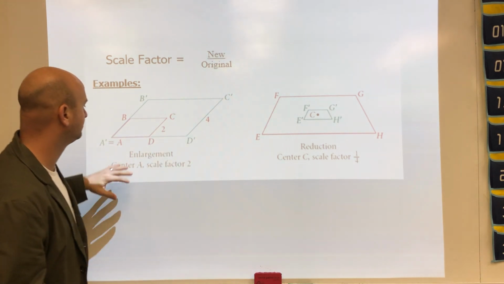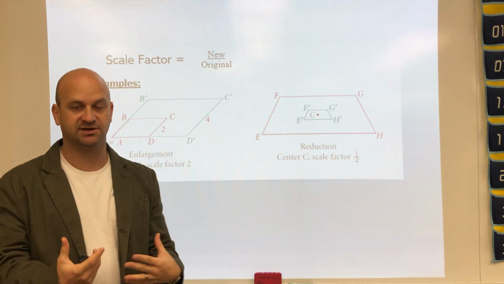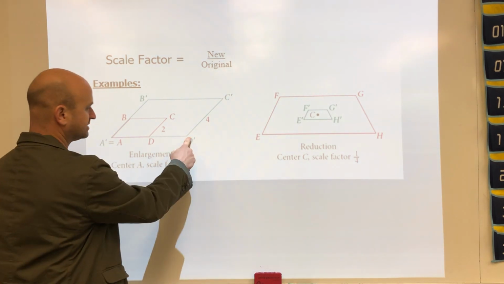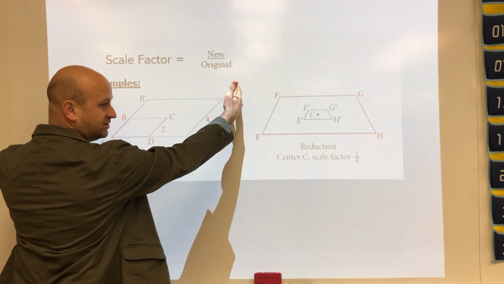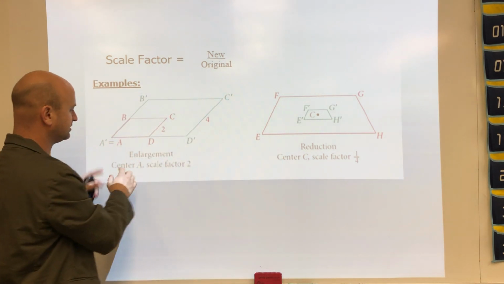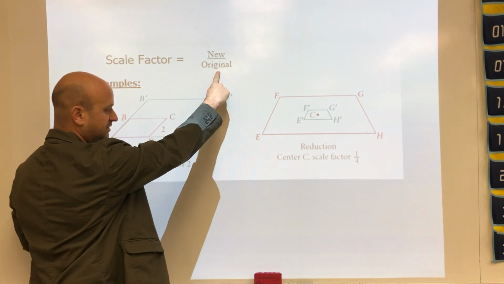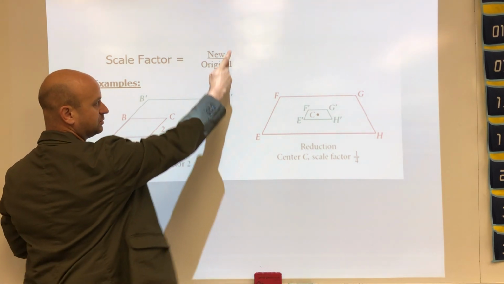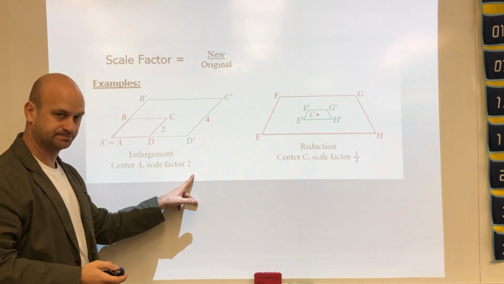So let's look at an example of how this works. So in this particular shape, we need to look for the primes. Okay, so in this case, the primes are going to be out here. So in this case, we have an enlargement because the image is bigger than the original. So if this length is 2 on the original, and this length is 4, we have 4 divided by 2, which gives us a scale factor of 2.